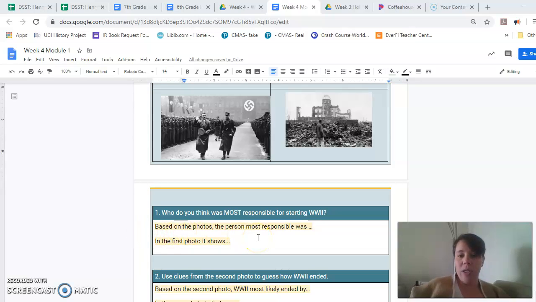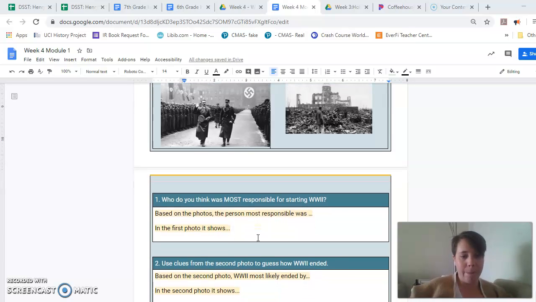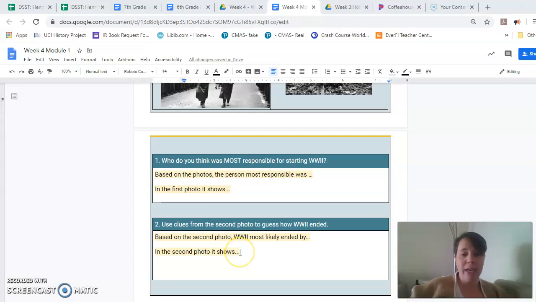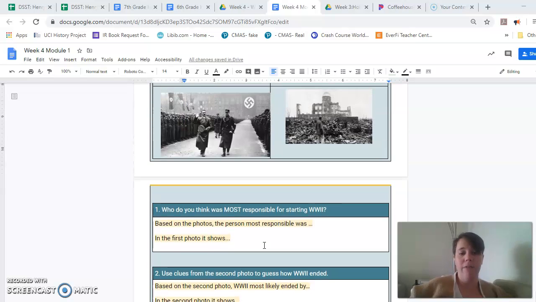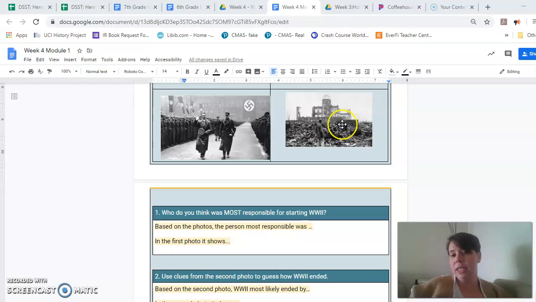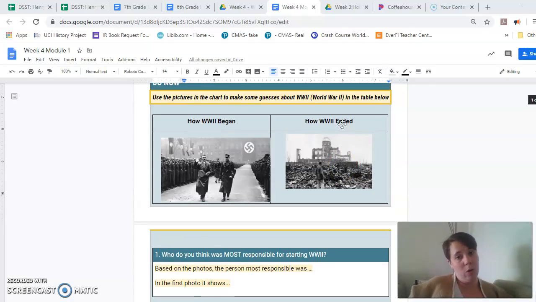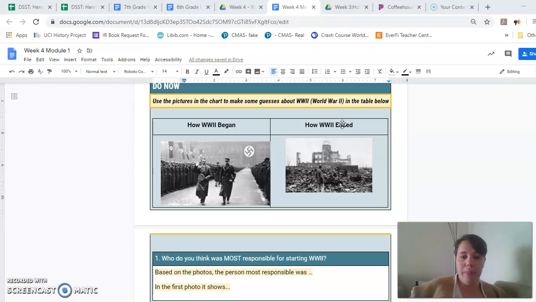Based on the photos, the person or people most responsible was or were. In the first photo, it shows. Obviously, like I described who this person is, who these people are, you might want to use that in your answer. The second one is using clues from the second photo to guess how it ended. Based on the second photo, World War II most likely ended by, in the second photo, it shows. So what does this tell you about how World War II ended, particularly for those people in Europe?